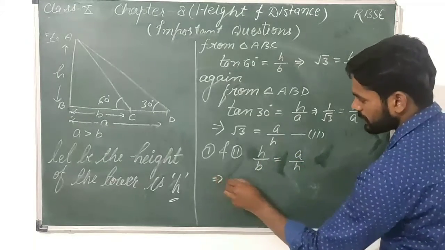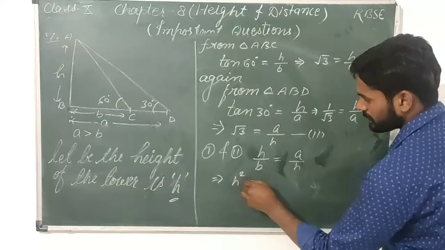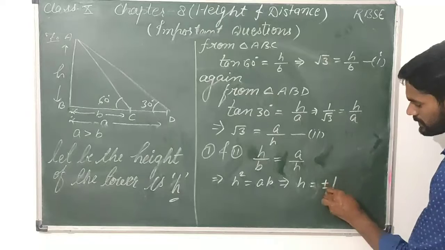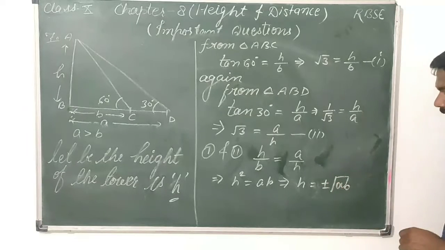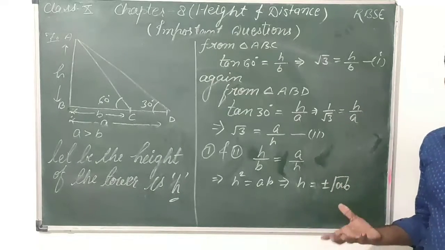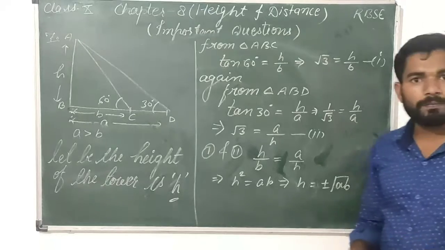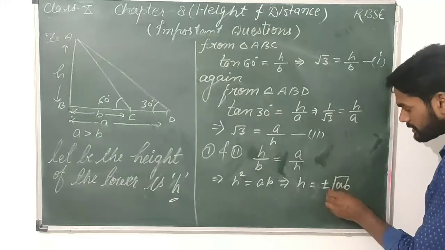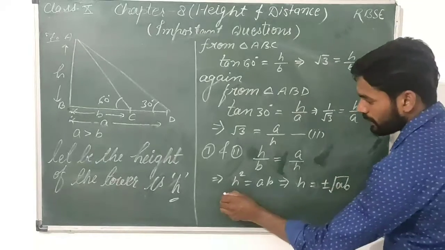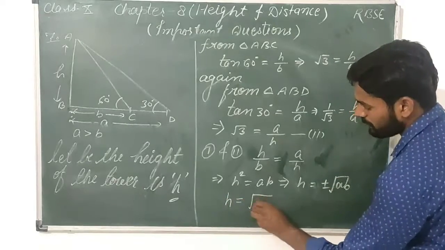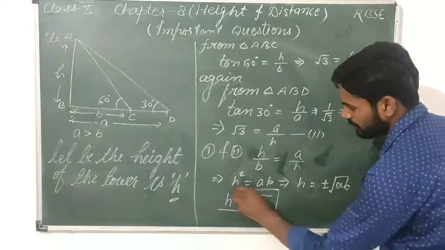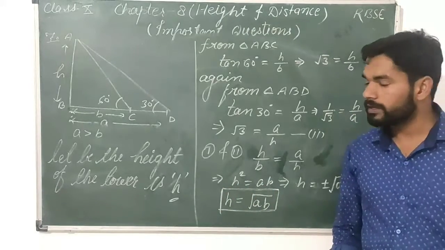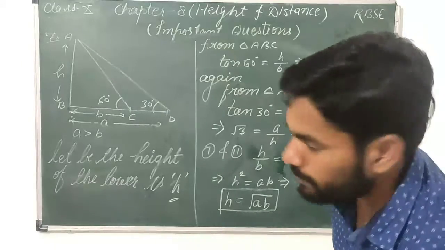Cross multiply, h square is equal to AB. From here h is equal to plus minus under root AB. But h is a length, height is a length, and length can never be negative. So just avoid the minus symbol and consider only the plus symbol. Finally, height of the tower will be under root AB. So it is the answer of question number 7. Okay, student, now the next question, question number 9.